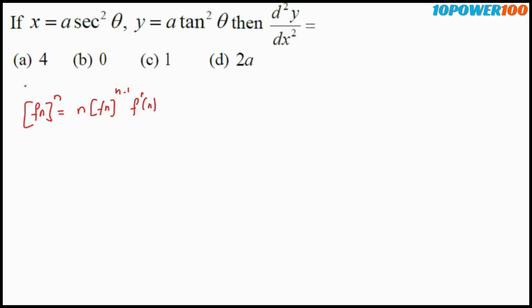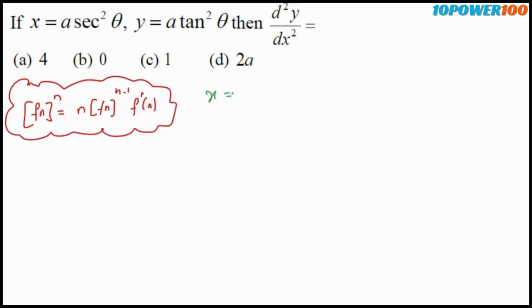So remember, differentiation of function power n is equal to n into function power n minus 1 into differentiation of function. So why I discussed this, because when you're doing differentiation of secant square x, we have to follow the same procedure. Let's find out the differentiation of x and y.